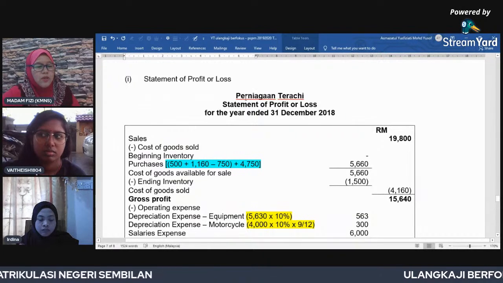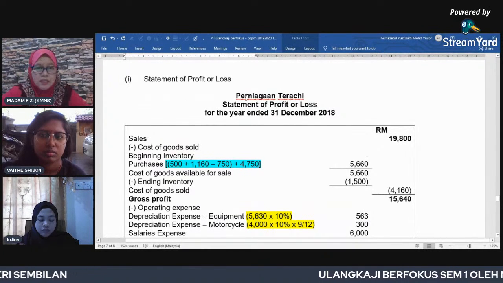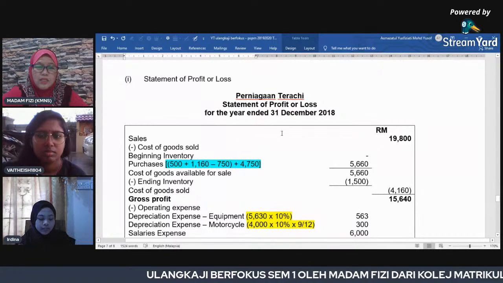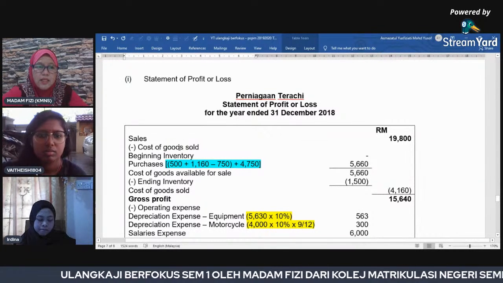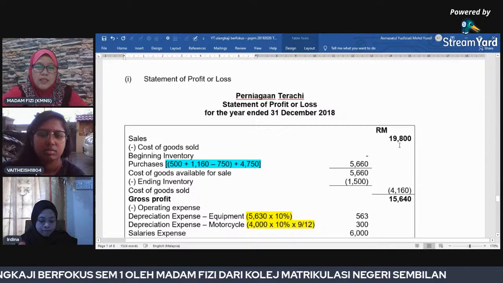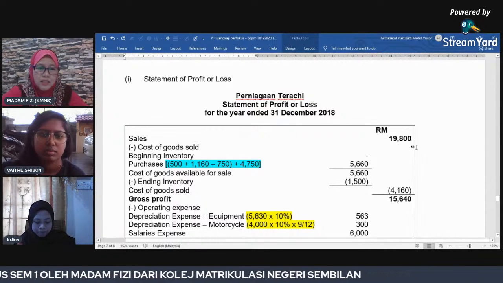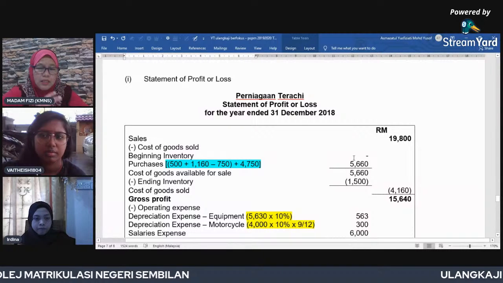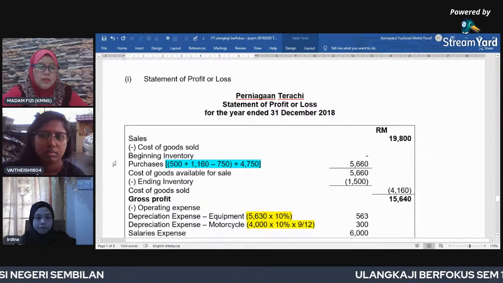Okay, now first of all, you have to write down the title. Perniagaan Teraci, statement of profit or loss for the year ended 31st December 2018. Sales is 19,800. This is the cash sale. Minus cost of goods sold. Beginning inventory, tak ada. Dash, purchase.